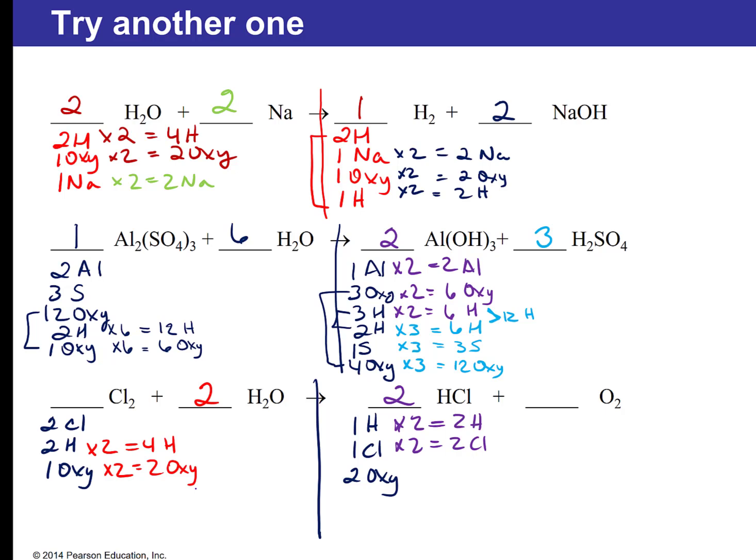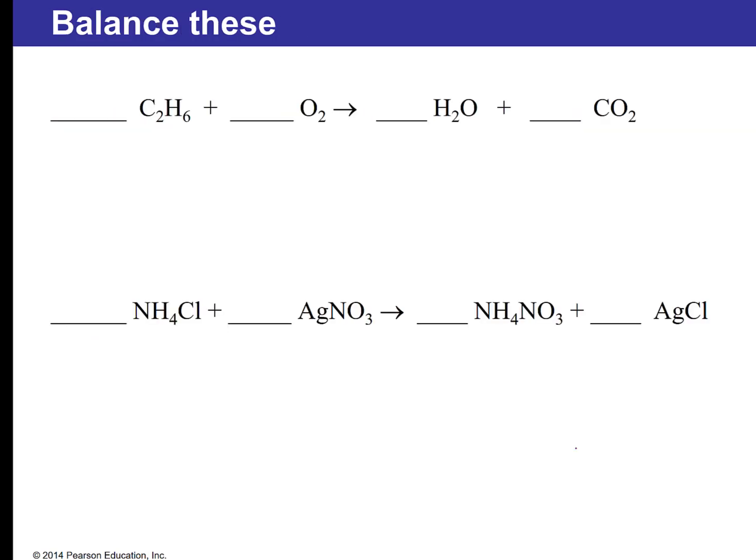My chlorines are balanced, but my hydrogens are not. So now I've got to go back and balance those. I'm going to have to change that HCl number. I had it as 2. So how many does it need to be? 4. You can either erase and redo, or you can just say, well, I'm going to have to multiply it times 2 more. It's both the H and the Cl. So that will give me 4 hydrogens and 4 chlorines.